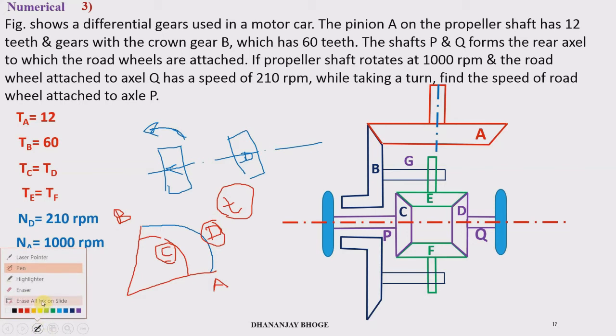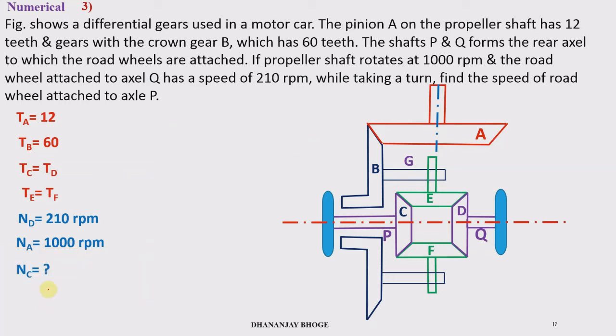Now to allow the wheels C and D or gears C and D to do this, differential gearbox is used. मग differential gearbox function काय आहे, it will allow gear C and gear D to rotate with different speeds while taking a turn. आता ते कसं अचीव करायचं, that we will see in subsequent lectures. For the time being, you just remember that while taking a turn, wheel C and wheel D or gear C and gear D will have different speeds.